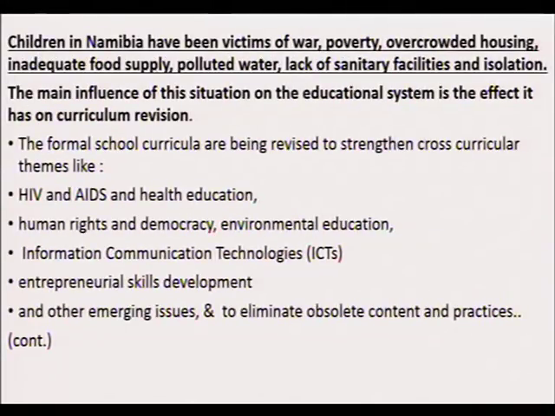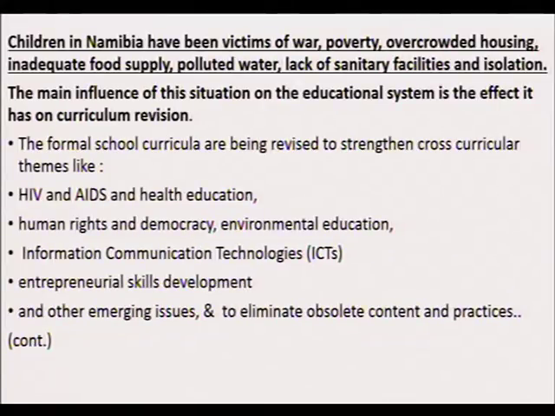We now go over to another factor that we need to consider as teachers. In our classrooms every day, we might be dealing with children that have been victims of war, poverty, overcrowded housing, inadequate food supply, polluted water, lack of sanitary facilities and isolation, just depending on which schools we are teaching and what the specific environment is that these children have been growing up in or the things that they've been exposed to. So let's look at the main influence this situation has on the educational system as well as the effect it has on curriculum revision.